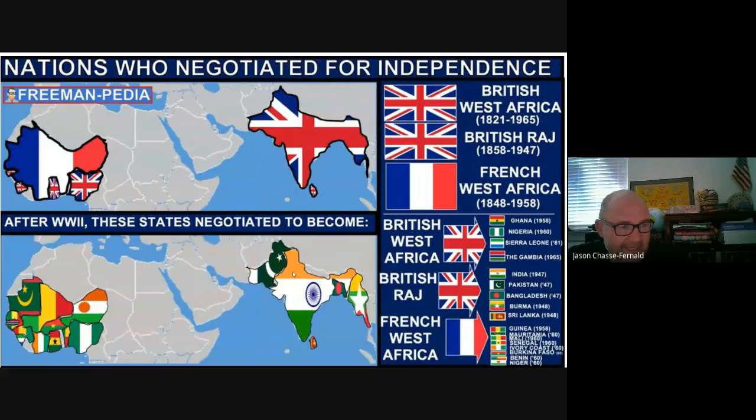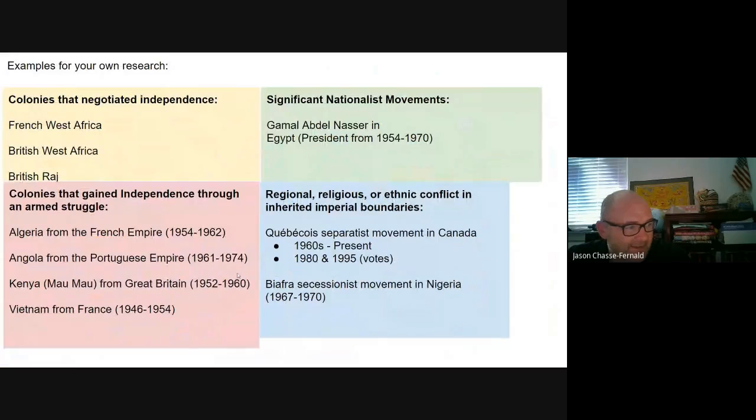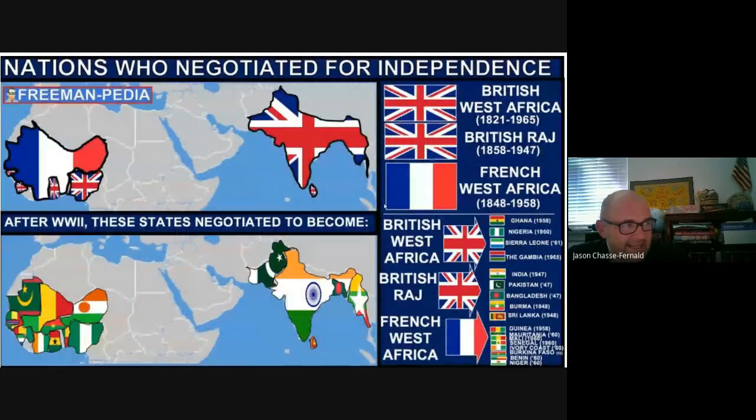Notice that in my examples I've got date ranges, and these maps created by Mr. Freeman show how many different countries spun out of some of these decolonizing events. This is why you see the year range: it's a series of events, not necessarily a single event.